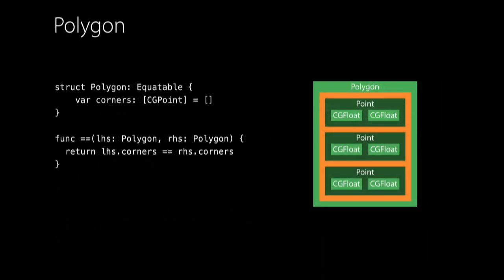Next up is the polygon. It has an array of corners, and each of the corners is just another CGPoint, which again is a value type. So our array is a value type. Again, our comparison is straightforward, just using the equals equals operator to make sure we implement the Equatable operator.